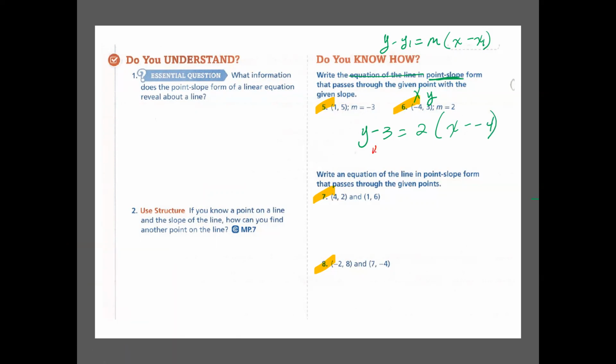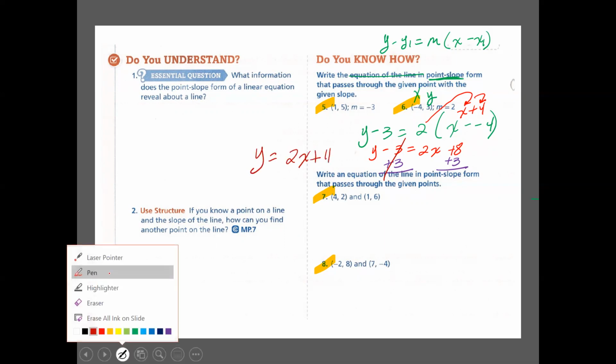So first thing I'm going to do is go ahead and change this to x plus 4, because double negative makes it a positive. And then I'm going to distribute the 2 into the parentheses. 2 times x is 2x, 2 times 4 is 8. My goal here is to get the y by itself. Add the 3 on both sides. When you do that, positive and negative 3 cancels. Y is equal to 2x plus, 8 plus 3 is 11. And that is your equation.